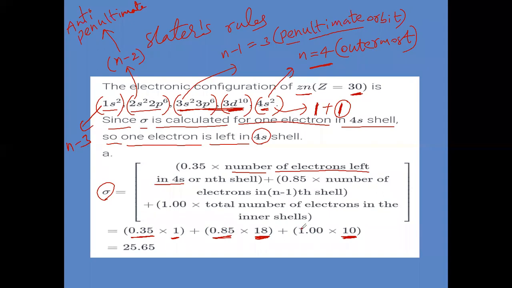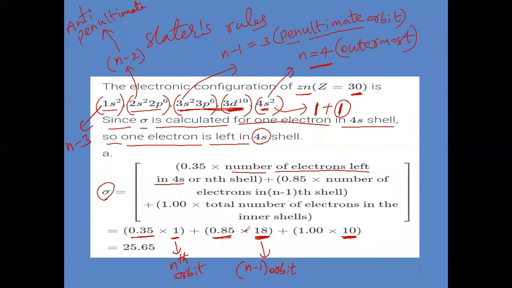The contribution towards the shielding effect is what here? Screening effect 1 here. Now tell me, this 1 electron is from which orbit? From the nth orbit. And these 18 electrons are from the n minus 1 orbit. Means n minus 1 is what now? Penultimate. Penultimate, how many electrons are there?